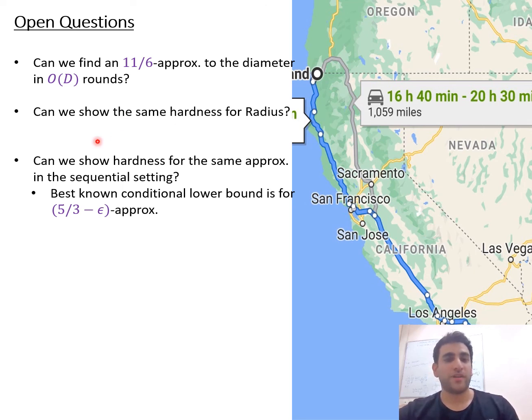The third question is regarding hardness of approximation for the diameter in the sequential setting. The best conditional lower bound that we know for the sequential setting is for 5/3 minus epsilon approximation. And in this work, we get better hardness results for the CONGEST model. So the question is, can we somehow use our girth ideas to prove some better results in the sequential setting as well?